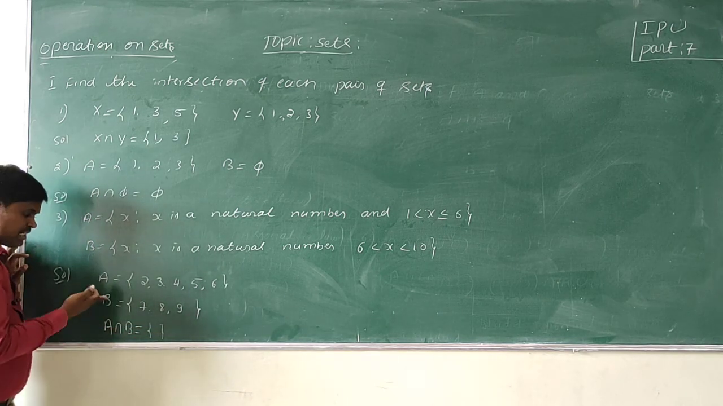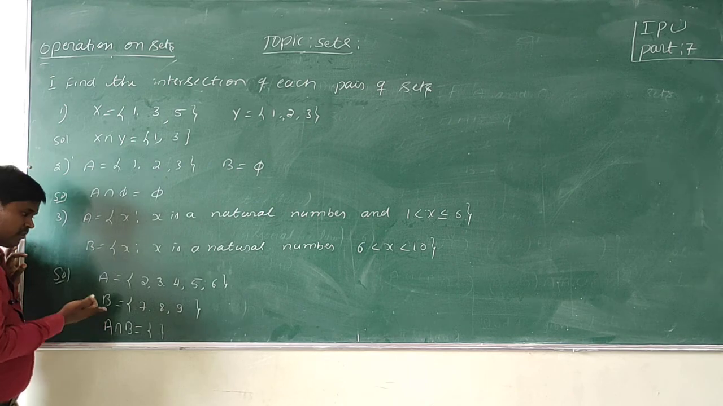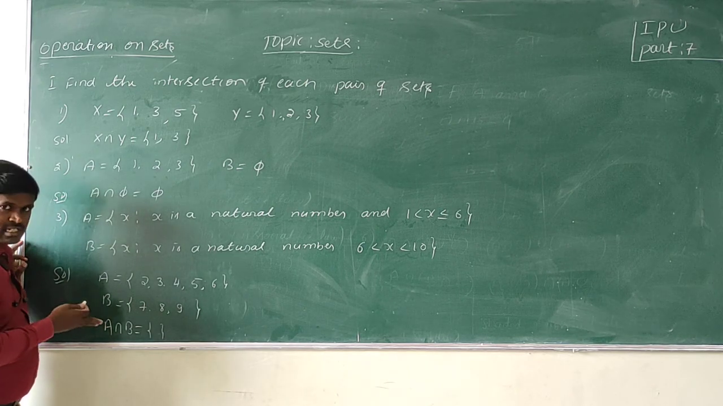So which type of sets are A and B? Therefore, they are disjoint sets. Okay, so write down.